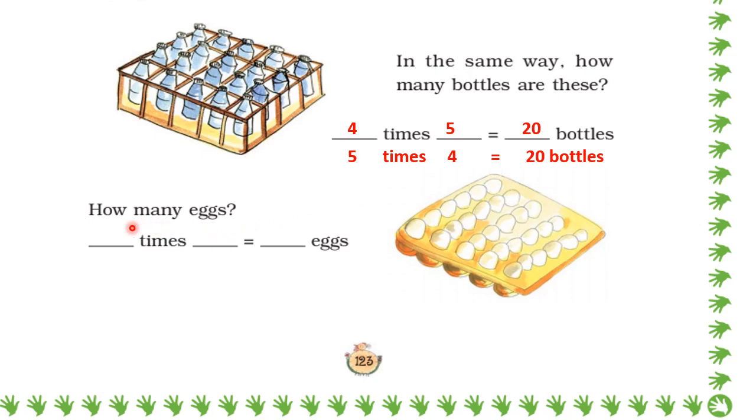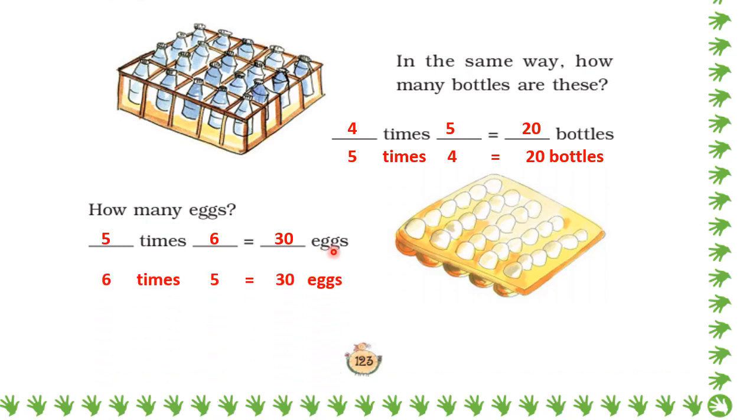Okay. Now the same way, how many eggs? Now first of all see here. 1, 2, 3, 4 and 5 columns are there. And these are the rows 1, 2, 3, 4, 5 and 6. Okay. So what we can write? 5 times 6 is equal to how many eggs? 30 eggs. As you can see, 1, 2, 3, 4 and 5 rows are there. So 5 times 6 is equal to 30 eggs.